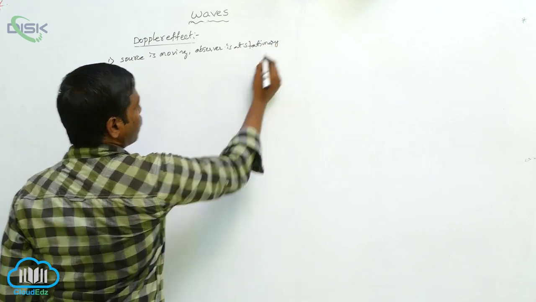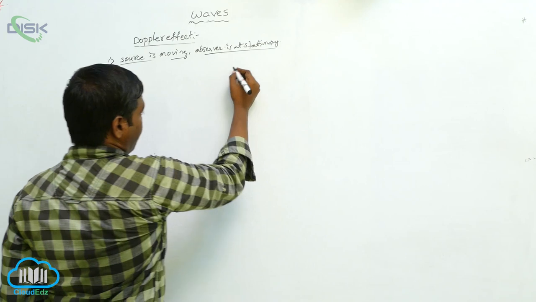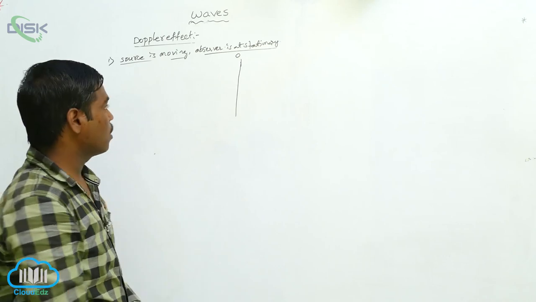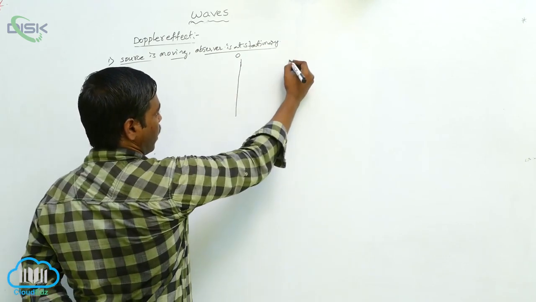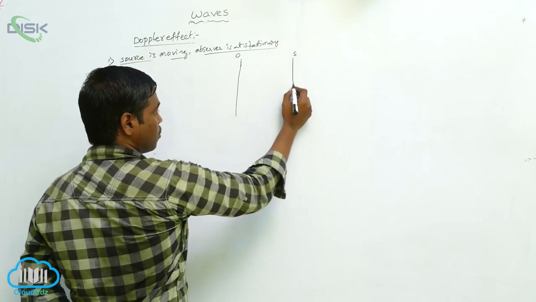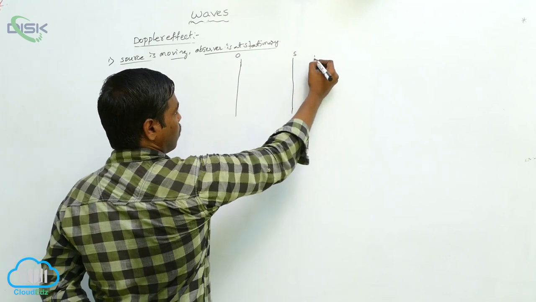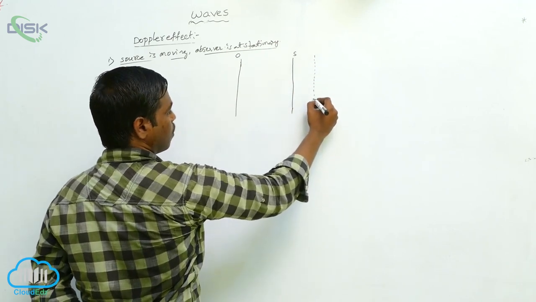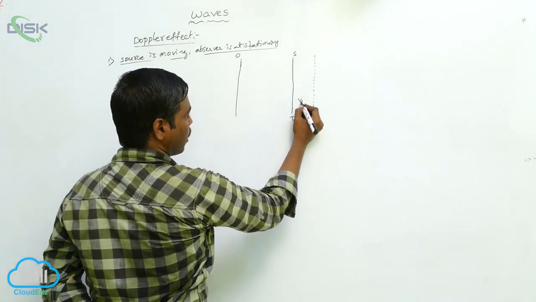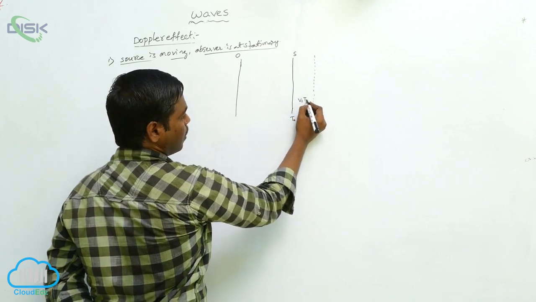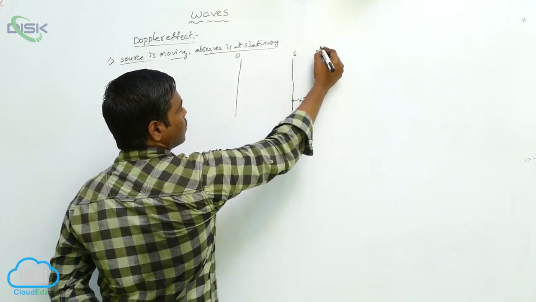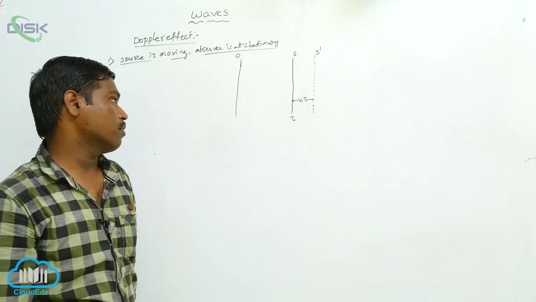For this, I am taking this as the observer, at this place the observer is there. For this observer, this is the source, and this source is moving with the speed Vs. In the time t0 it moves the distance Vs t0, which is the distance between S and S dash, or S and S1.